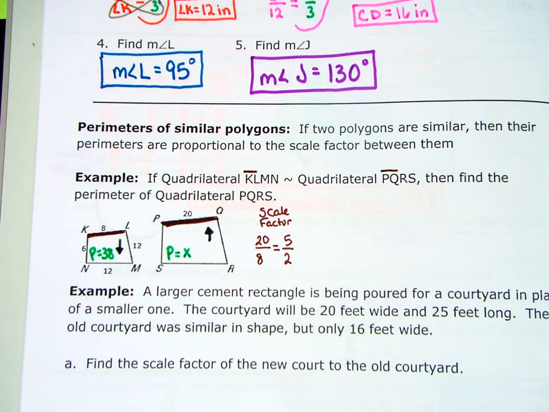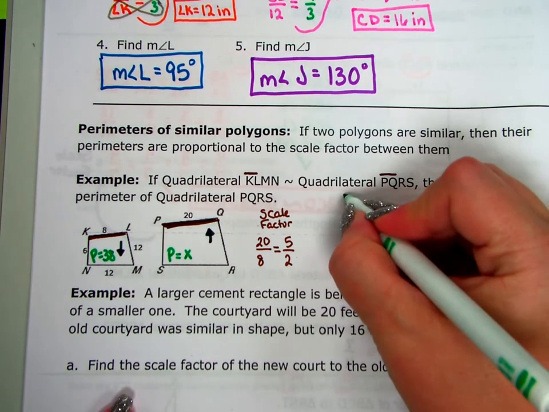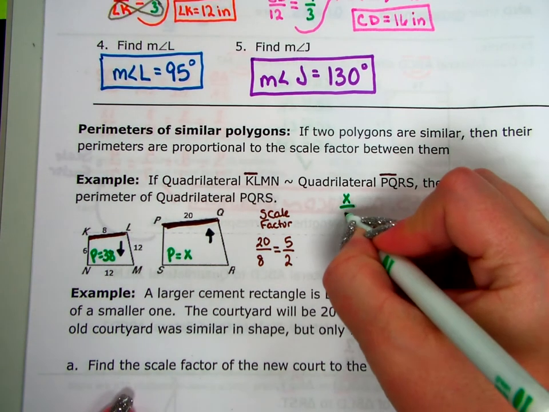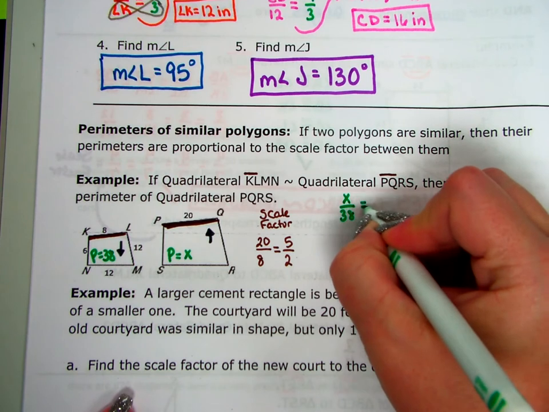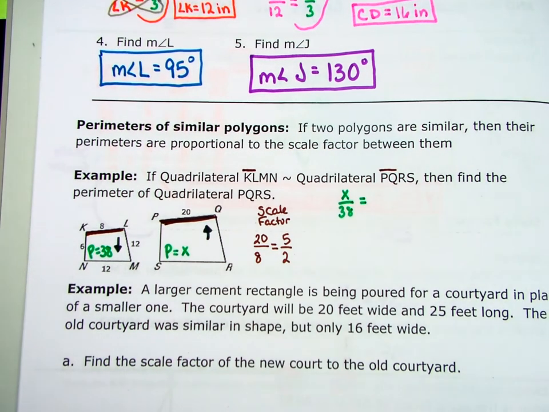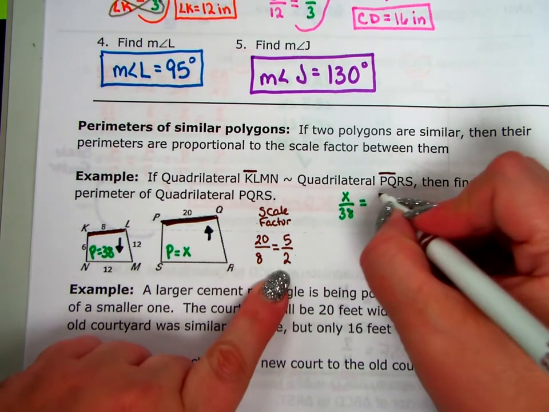Which perimeter is going to go in the top of my fraction? The x. The other perimeter is going to go in the bottom, the 38. What's that going to reduce to? 5 over 2. It's going to reduce to the scale factor.